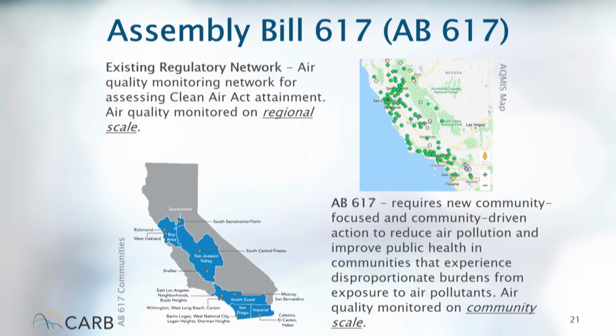And so in 2017, we passed Assembly Bill 617, or AB 617 for short. And this really requires us to shift our focus towards these communities and start measuring on the community scale, which is very new to us.